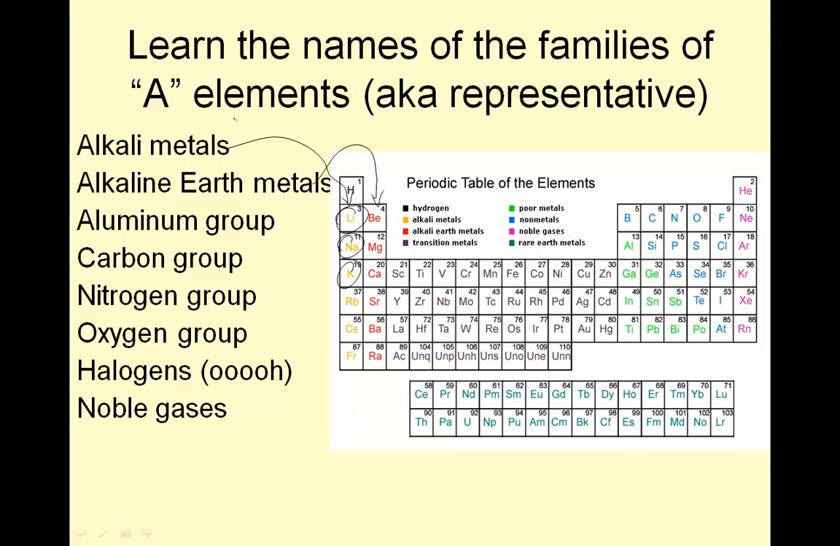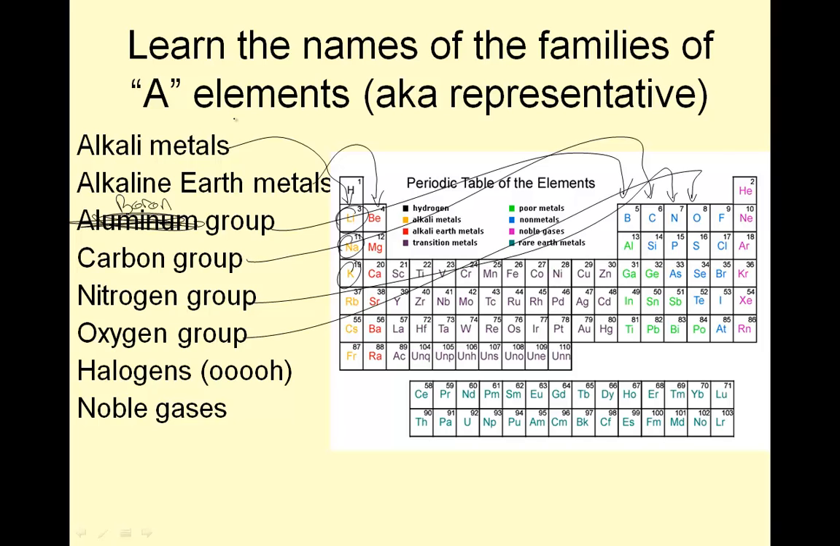Alkali metals. Alkaline earth metals. Oh, I need to change this. I made a mistake. I was taught this is called the aluminum group, but it's called the boron group. Carbon group. Nitrogen group. Oxygen group. Why am I making that weird noise? I don't know. Halogens. Oh, bet you thought it was the fluorine group. Those are the halogens. Noble gases are right here. So you need to know those columns.